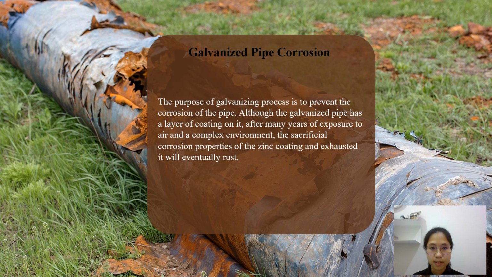Hi, my name is Li Xingtian. Today I'm going to present about galvanized pipe corrosion. The purpose of the galvanizing process is to prevent the corrosion of the pipe. Although the galvanized pipe has a layer of coating on it, after many years of exposure to air and a complex environment, the sacrificial corrosion properties of the zinc coating are exhausted, and it will eventually rust.